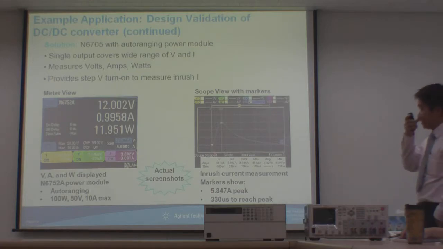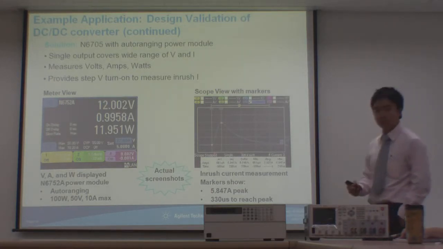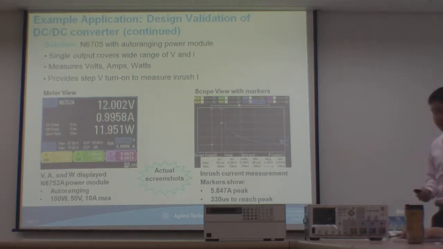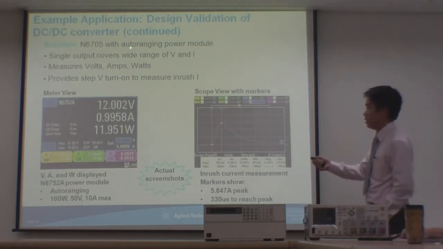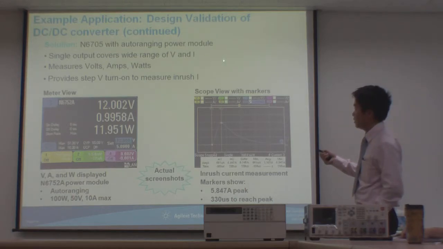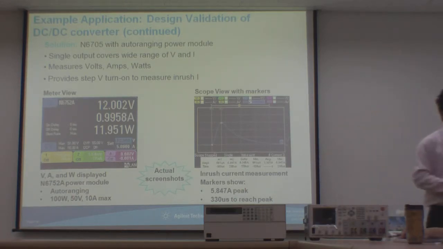So the N6705 DC power analyzer provides a solution for DC to DC converter testing because it has what we call an auto-ranging capability. So actually, let me use this board to describe auto-ranging.